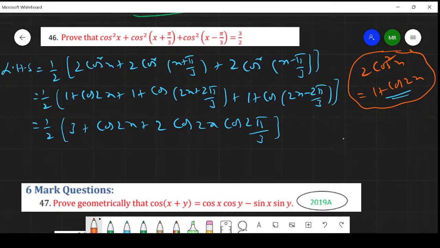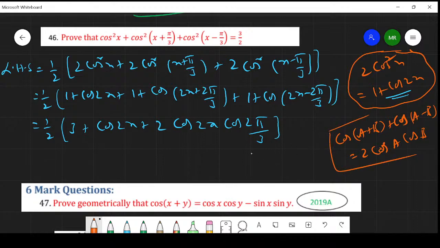I will write it on the right side here. Cos of a plus b plus cos of a minus b, if we consider this, is always equal to 2 cos a cos b. You can write that. Correct. Which is equal to 2 cos a cos b. You remember this. I am using this one here. So same thing if I use here, then you can see here.